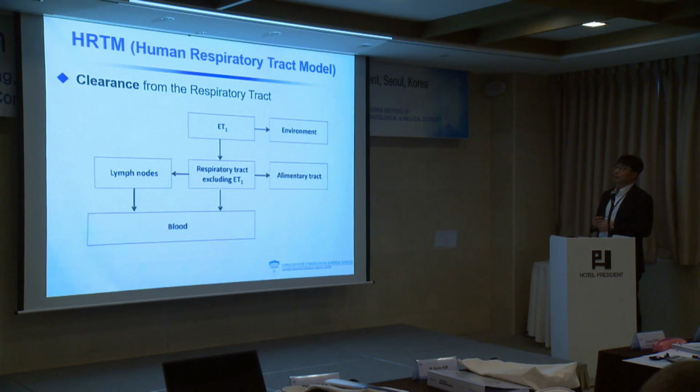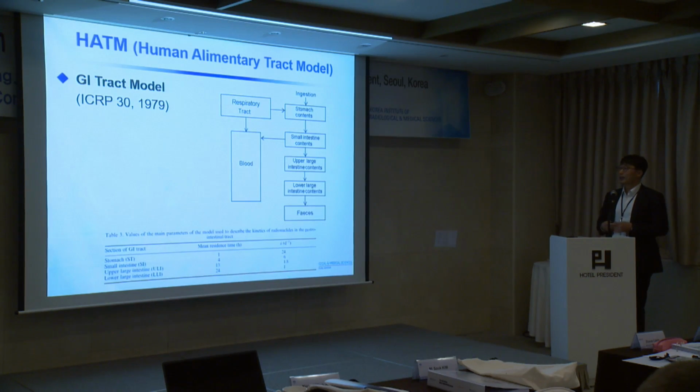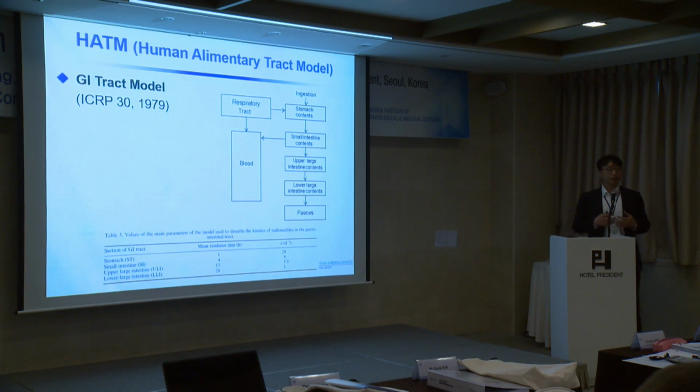And this is the clearance model of the radionuclides from the respiratory tract. From the ET region, the radionuclides will be removed to the lymph node or blood directly. So to describe the clearance of the radionuclides in the respiratory tract model, ICRP recommends using this model. And next one is the human alimentary tract model to describe the ingestion of the radionuclides.